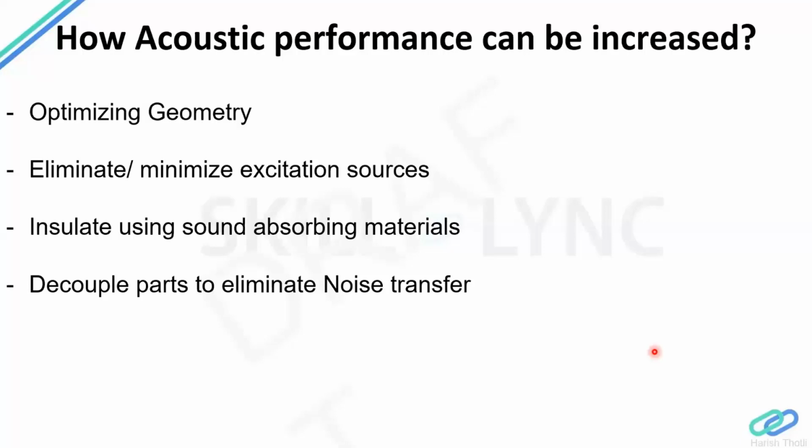And the other possibility could be to decouple the parts. Whenever you have more parts attached to each other, each part has a different natural frequency, and there's a higher risk of resonance. And the resonance can be really tricky because the excitation of one part can affect another part, which can in turn result in an amplification of the noise. This is not good. So you can decouple the parts to eliminate the noise transfer, so that the natural frequencies are separated and there is no resonance when they are not connected to each other.